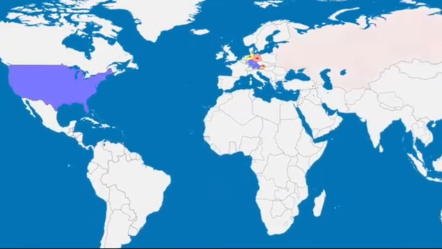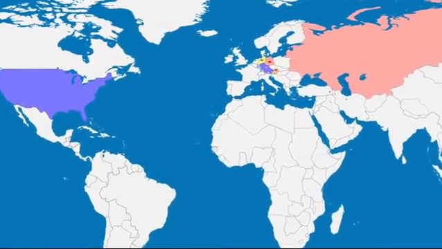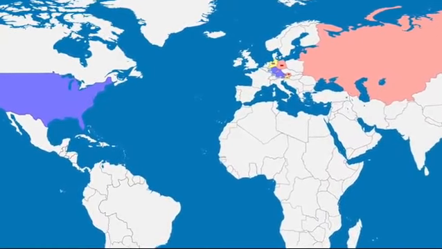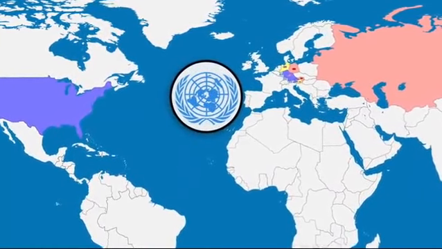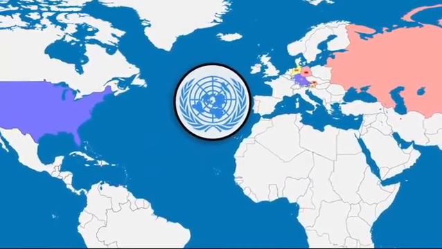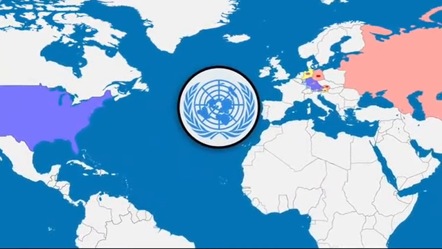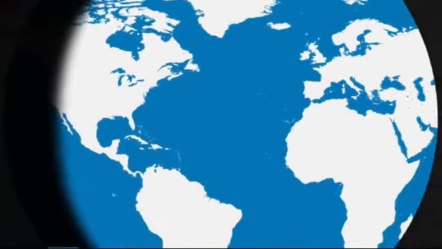The United States and USSR emerge as the remaining global superpowers. Despite the role of the UN, which aims to maintain peace and international security, both sides would eventually engage in indirect confrontations around the world.